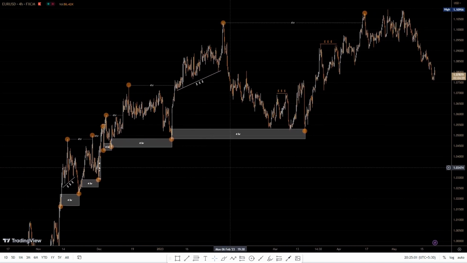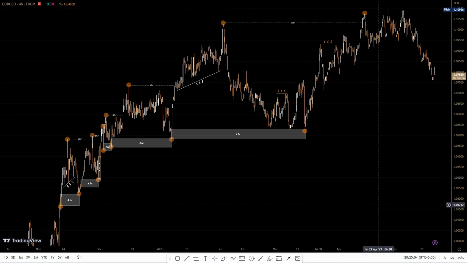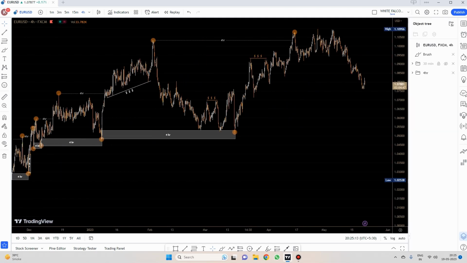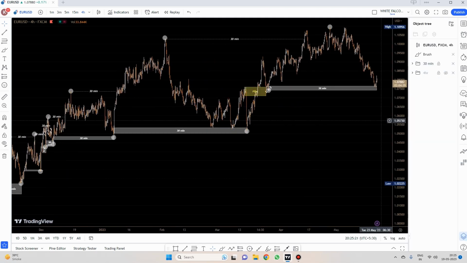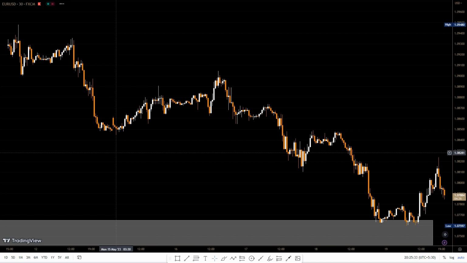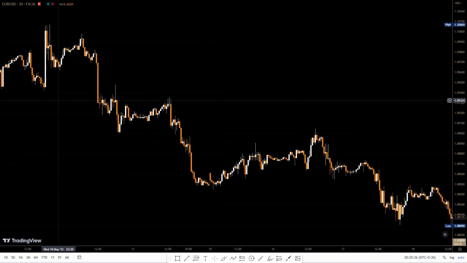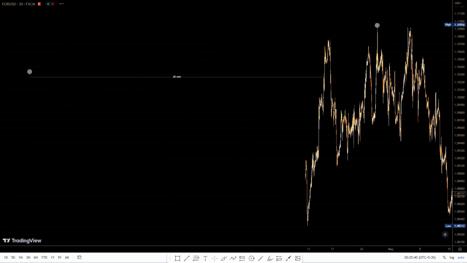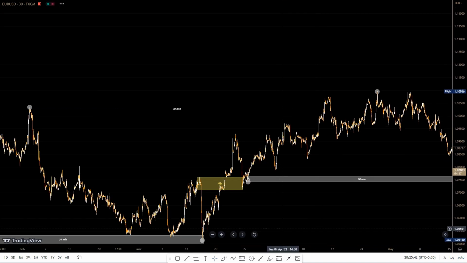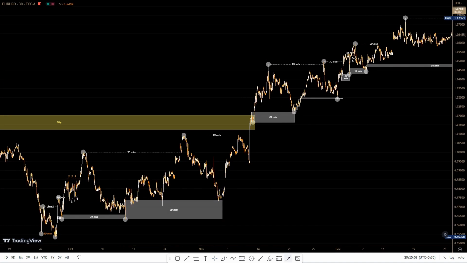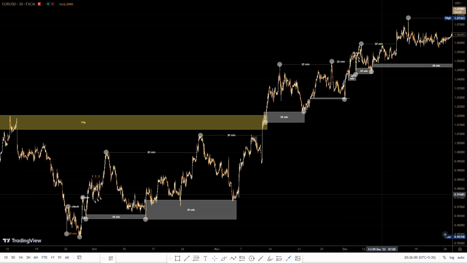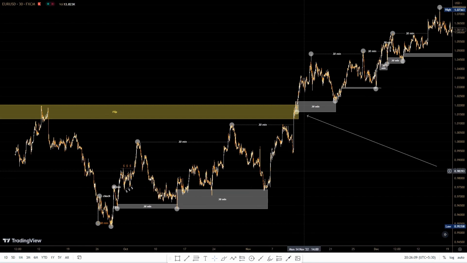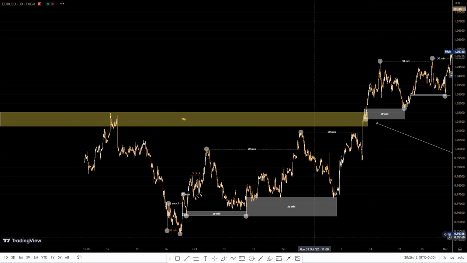Now we understand the market structure in the 30-minute time frame in Euro USD. So you can see that I just hide this 4 hour time frame, and this is my 30-minute time frame. Now you can see that this is my 30-minute time frame in Euro USD, and I will explain how the 30-minute time frame is correlated with the higher time frame. So in the 4 hour time frame, we start our analysis at this point. But before we start in the 30-minute time frame, you have to understand the previous market structure.